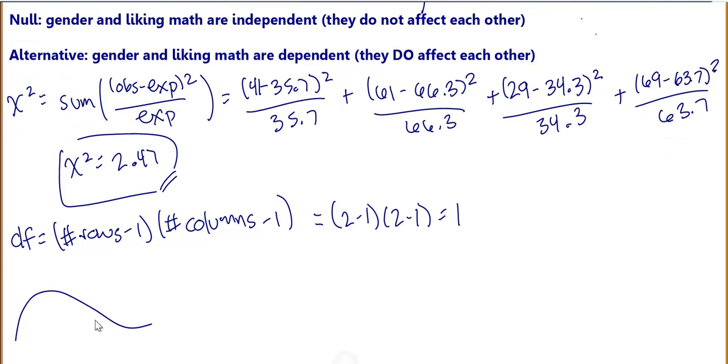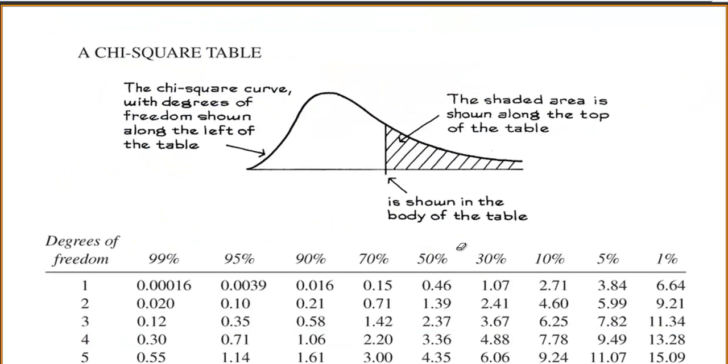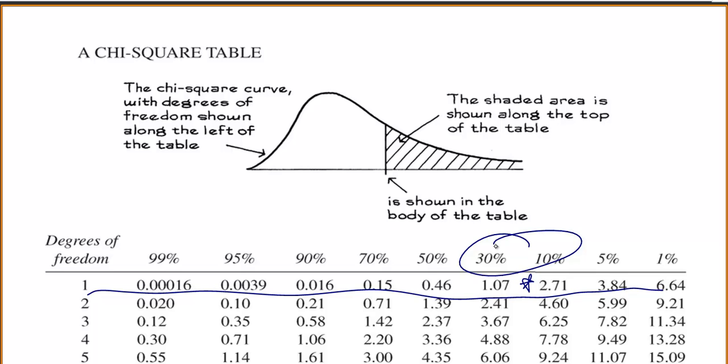So to find my p-value, here's chi-squared equals 2.47. We want that area to the right with 1 degree of freedom. So 1 degree of freedom, we're looking for the number 2.47, so that would be in between 1.07 and 2.71. So my p-value is between 10 and 30%.